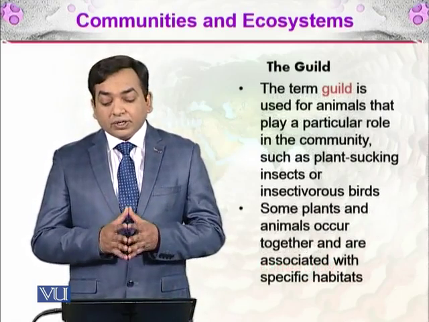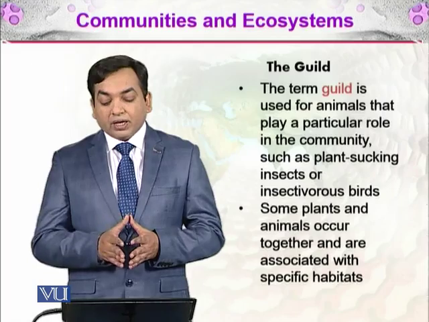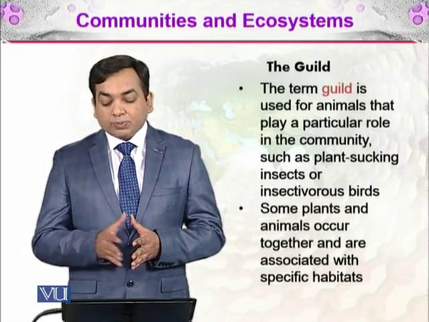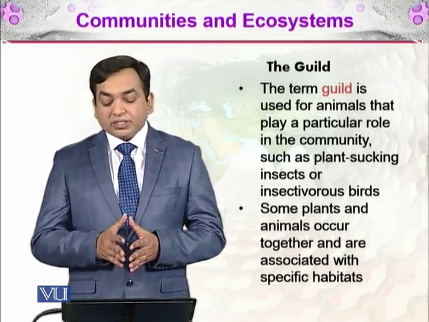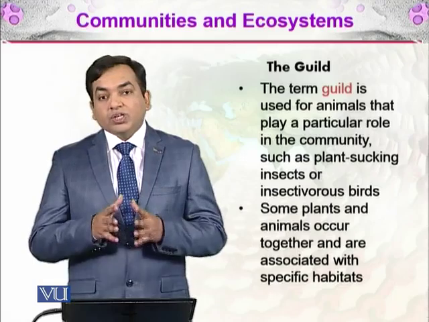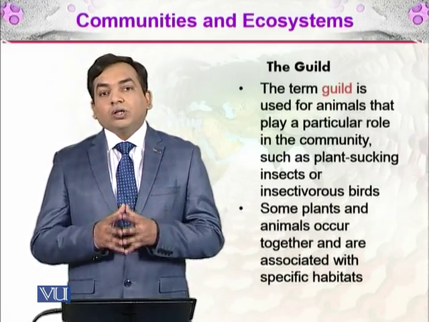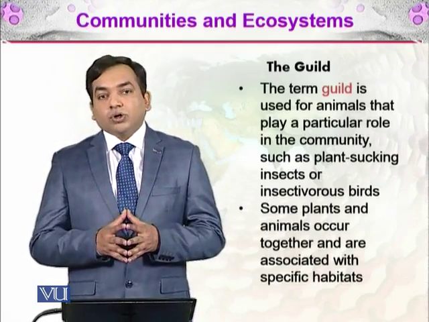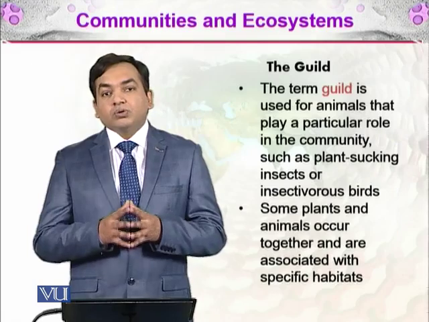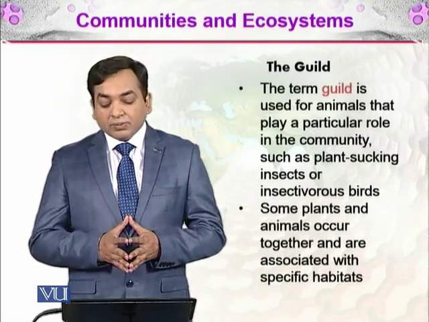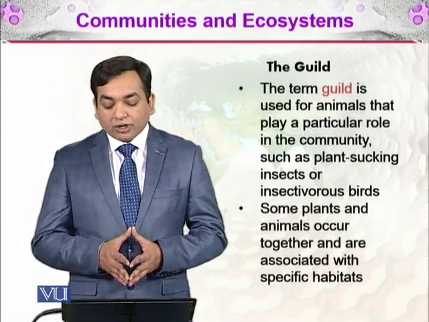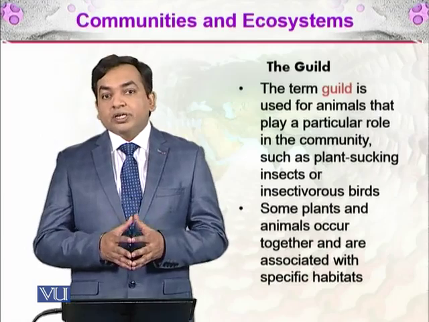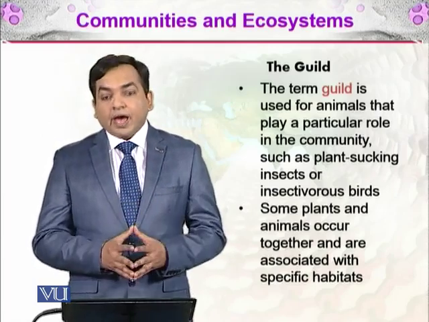And what is a guild? The term guild is used for animals that play a particular role in the community, such as plant-sucking insects or insectivorous birds. All of these are guilds: the collection of organisms that are doing a particular job. Some plants and animals occur together and are associated with specific habitats. So there are certain types of organisms which are only found in certain habitats.